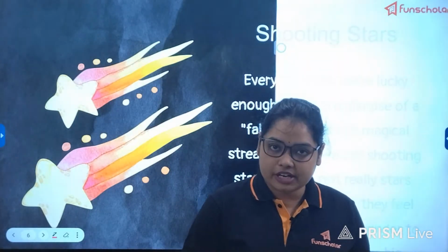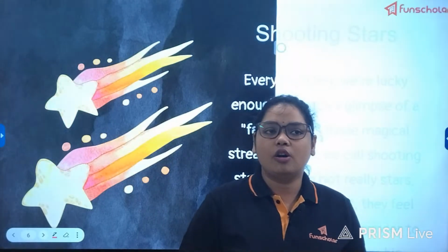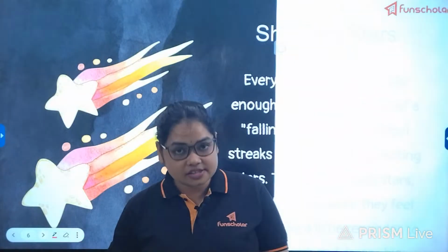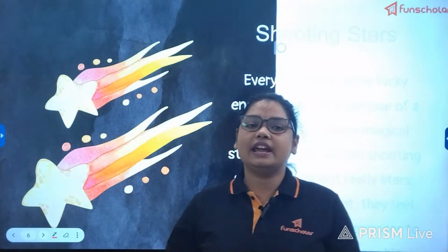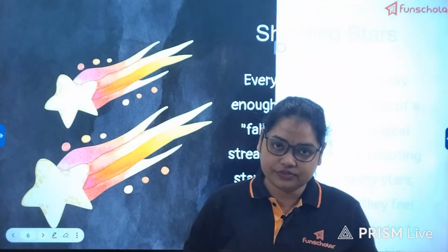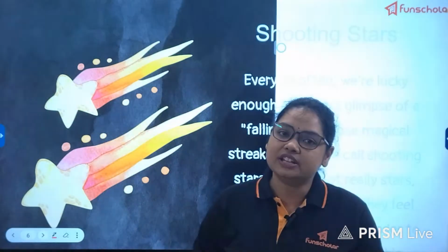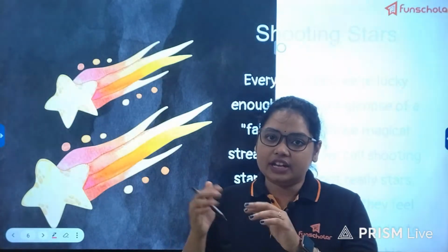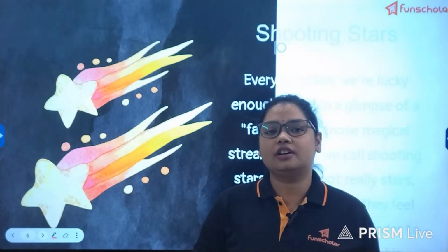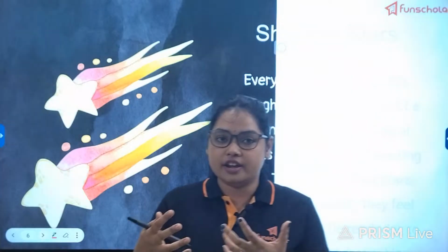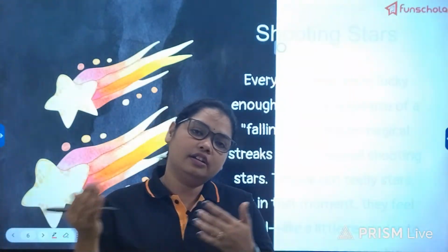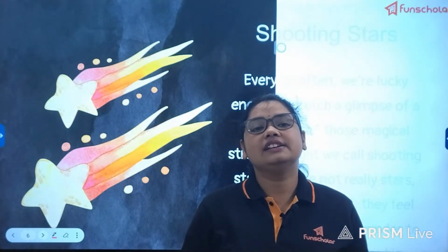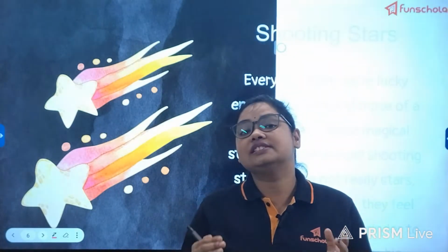They are the fragments or the particles of some of the celestial bodies that have been destroyed, and when they enter the earth's atmosphere, due to the friction they catch fire, and then due to the gravity they fall towards the surface of the earth, and along with the fire they fall from the sky, so then it is seen like the shooting star.